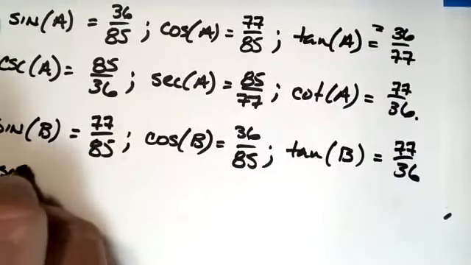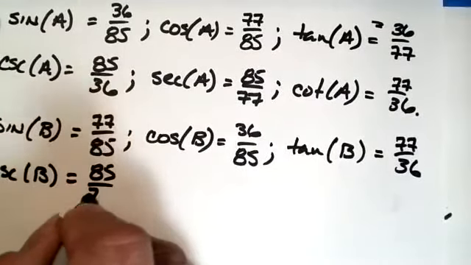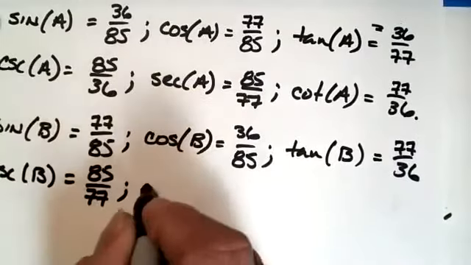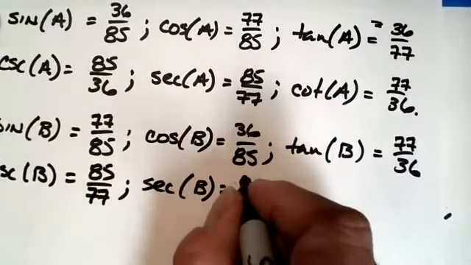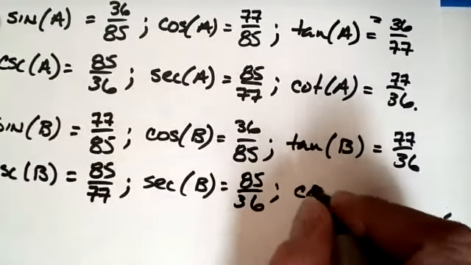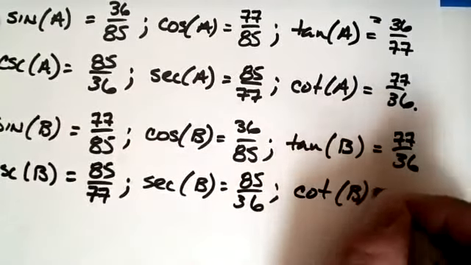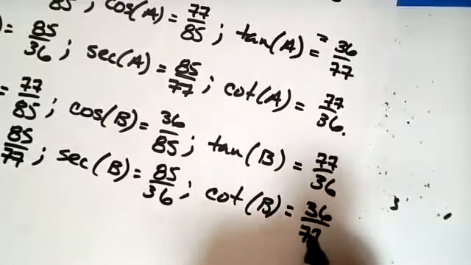So cosecant of B, now we use the reciprocal, secant of B reciprocal, and cotangent of B reciprocal. And notice I didn't even refer back to the triangle to get these.